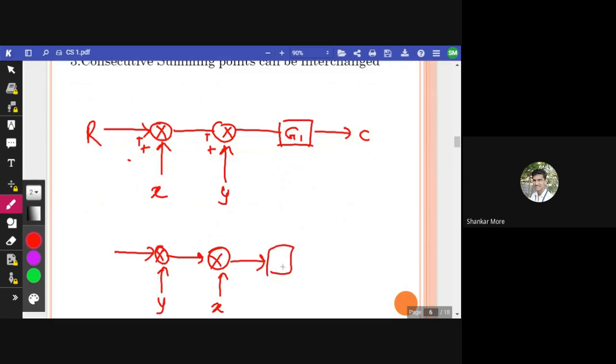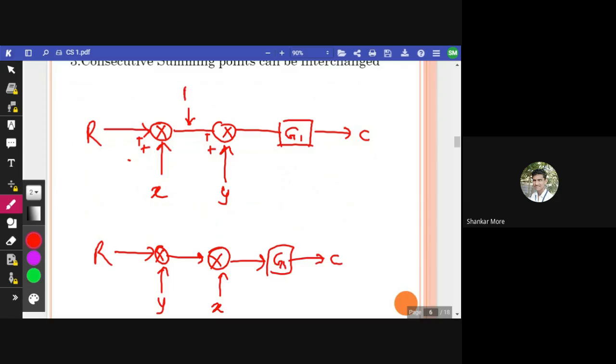G1 as it is, this is C, and this is R. All right. What I'm doing, I'm just interchanging the summing points. It does not change the result. How does it not change the result? Let us see. So what will be the signal here?